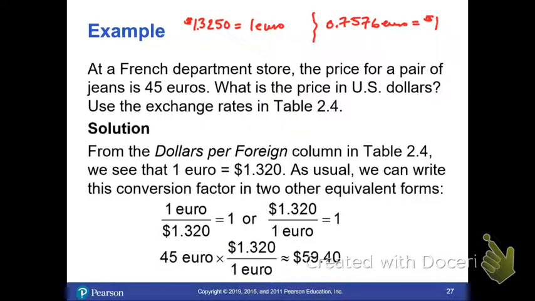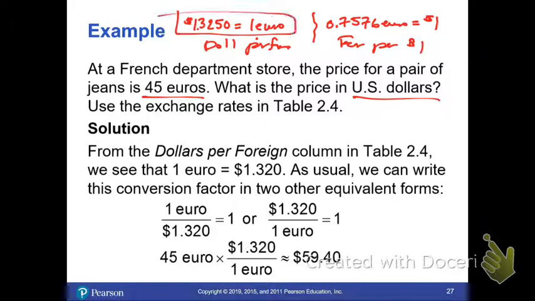So we're going to look at this example. At a French department store, the price of a pair of jeans is 45 euros. What is the price in US dollars? So we're going from euros to US dollars. The chart was given to us like this. This was our dollars per foreign, and then the other is our foreign per US dollar. I'm going to show you that you get the same answer either way.